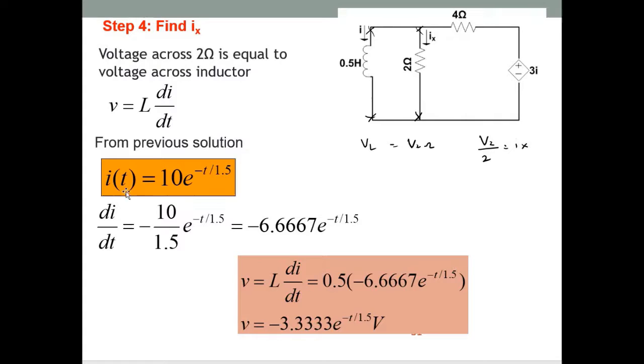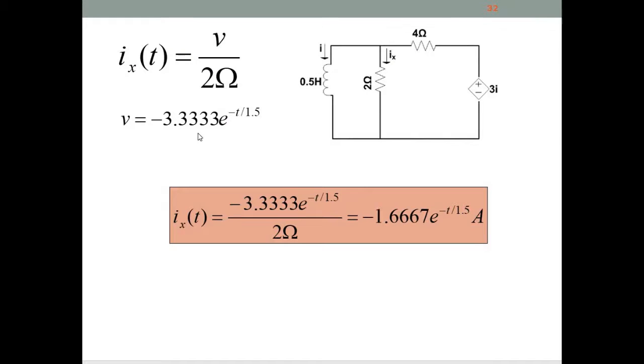and di over dt here is based on the current I, 10 e negative t over 1.5, and multiplied by the L shown here. Directly we can get the VL. So VL is the same as V2, and V2 over 2 is equal to Ix, which is finally Ix equals negative 1.667 e negative t over 1.5 ampere.